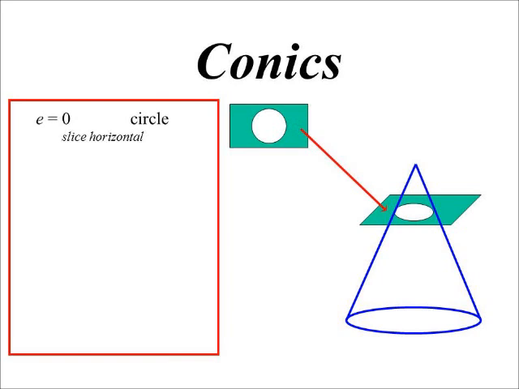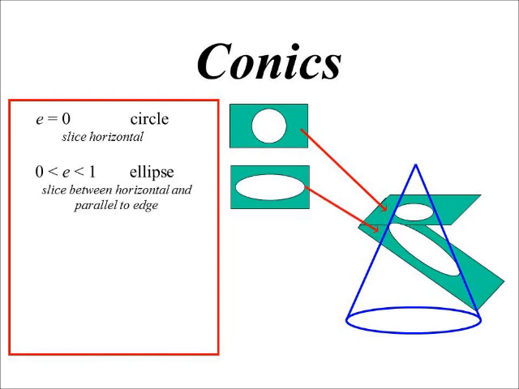If you slice it horizontally like so, then you would end up with a circle as a cross section. That has an eccentricity of 0. So a circle, we say, has an eccentricity of 0. Now, if I slice at an angle, but not just any angle, you'll see I've written there, it's somewhere between horizontal and parallel. So it doesn't go parallel to the edge, but somewhere between horizontal and parallel, we'll end up with an ellipse. And so the ellipse has eccentricity between 0 and 1.